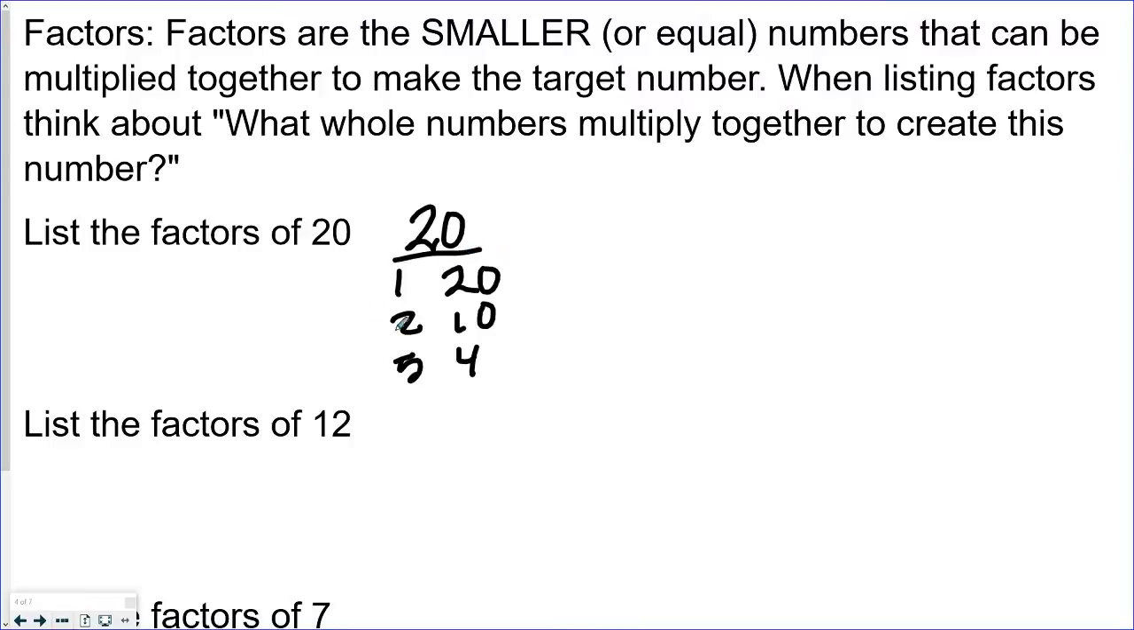So no other whole number, at least, will multiply together to give us 20 other than these numbers listed here. Again, 3 won't work, 10 already works, we already have it listed, 6 won't work, and so on. And again, the numbers here have to be smaller than 20, because obviously nothing bigger than 20 will multiply to get you 20. So these would be the factors of 20: 1 and 20, 2 and 10, and 5 and 4.